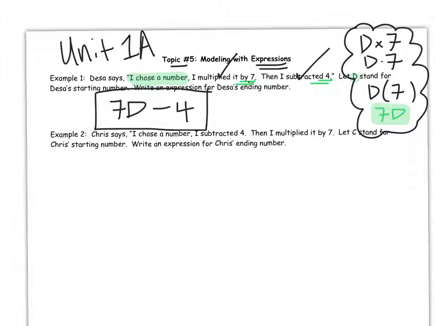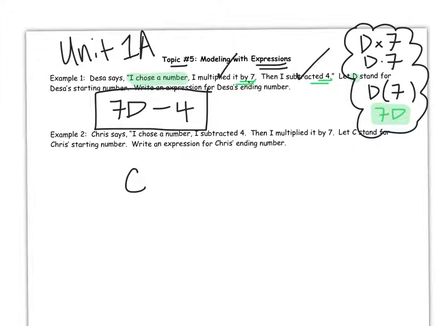All right, we're going to start here with example 2. This is about Chris. It says, Chris says, I chose a number. Again, this is a mystery, what number he chose. I subtracted 4. Then I multiplied by 7. Sounds really similar to what Dessa did, but the order is different. So we're going to have to make sure we pay attention to that. This says, let C stand for Chris's number and write an expression. So I'm going to start the same way with just a big C here.